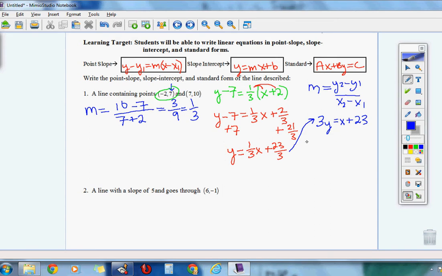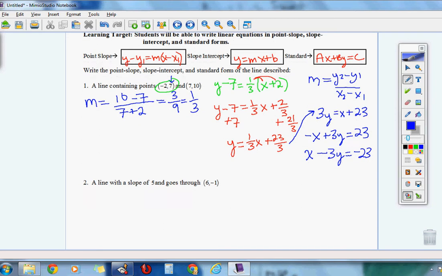Then I'm going to subtract x from both sides. So I'm going to have negative x plus 3y equals 23. And unfortunately in standard form we can't have a negative as the leading coefficient a here. So I'm just going to multiply everything by negative 1. So I have x minus 3y equals negative 23. And that would be standard form there.